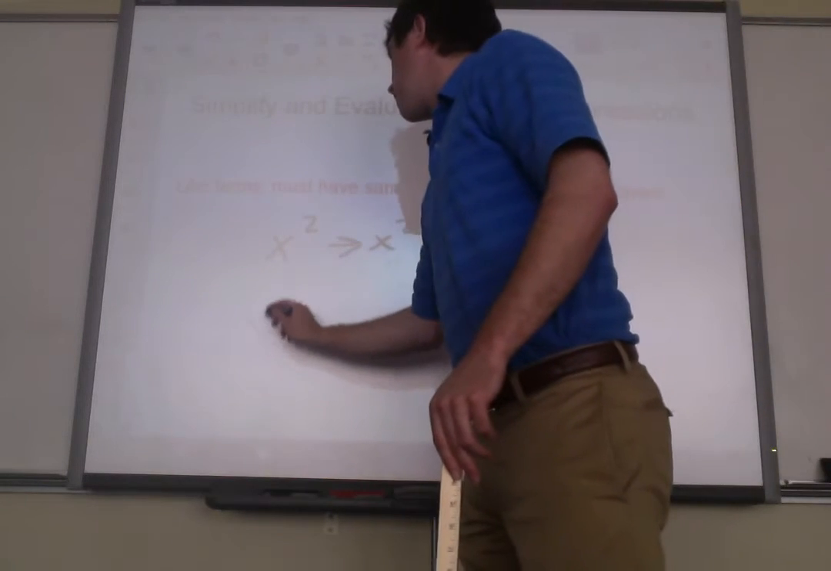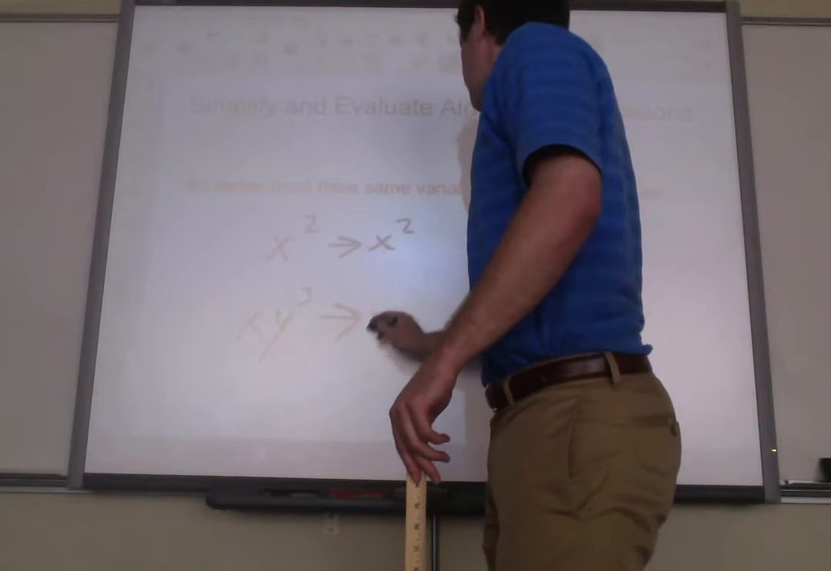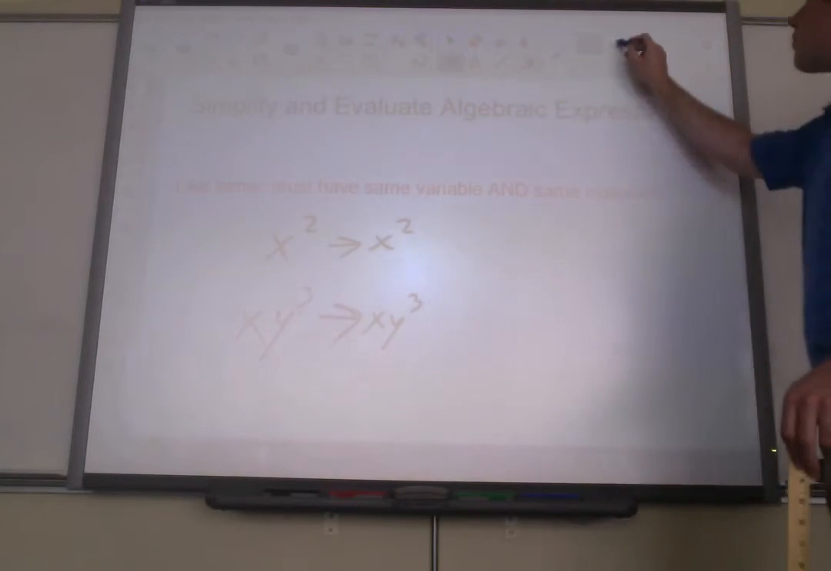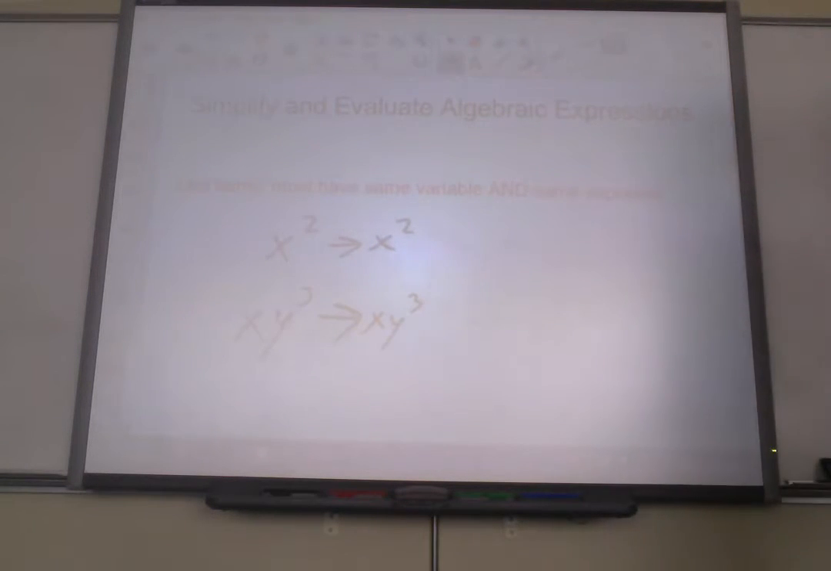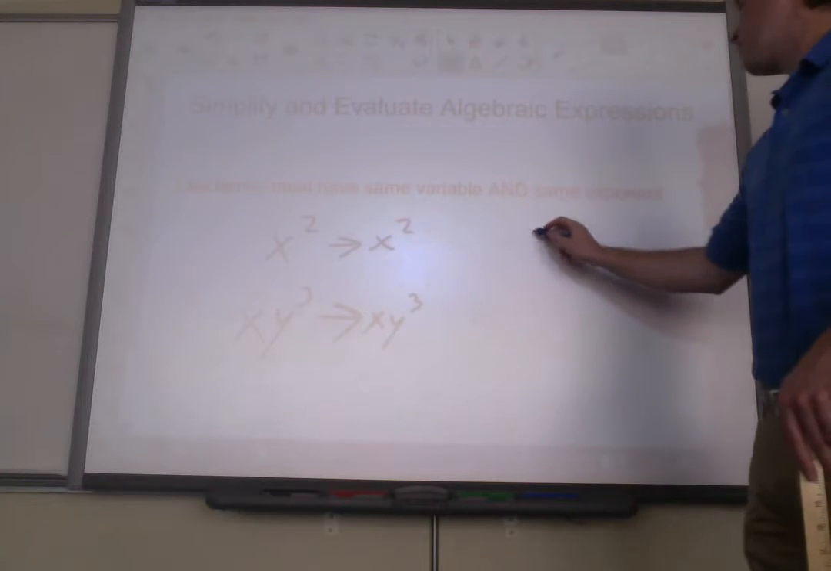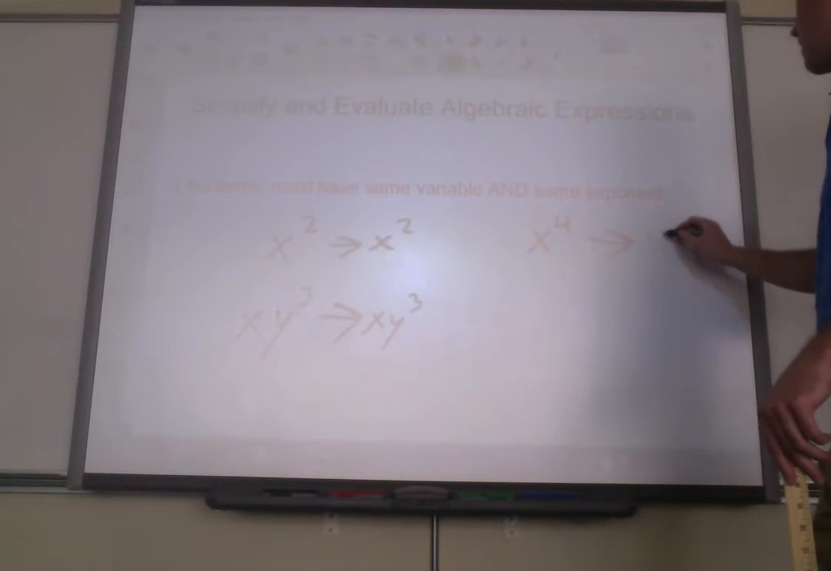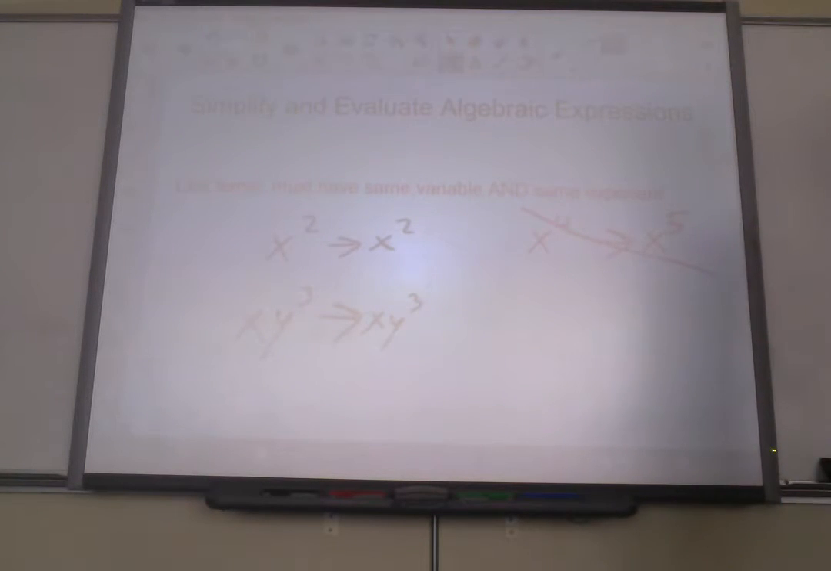Okay? x y to the third and x y to the third. That's good also. Okay? A couple of examples of things that would not be alike would be x to the fourth and x to the fifth. Not alike. That's no good.